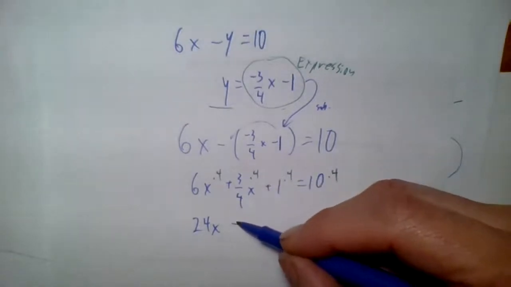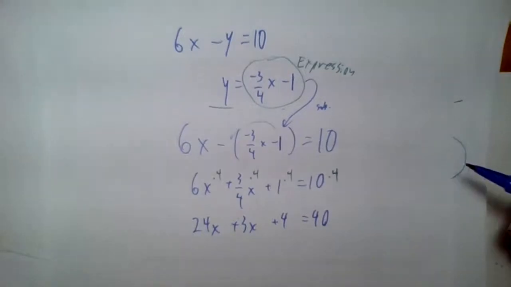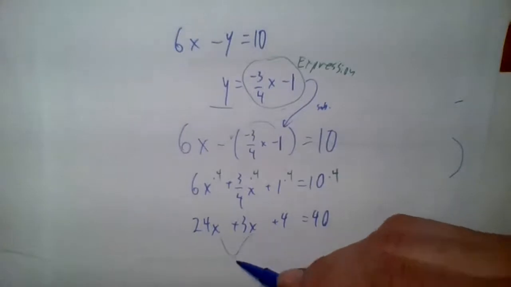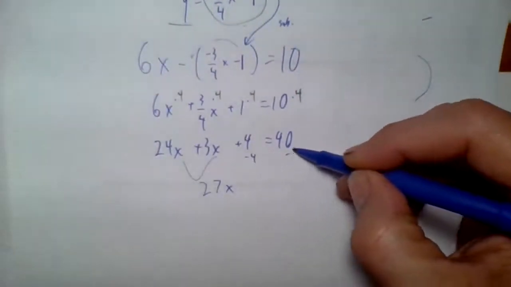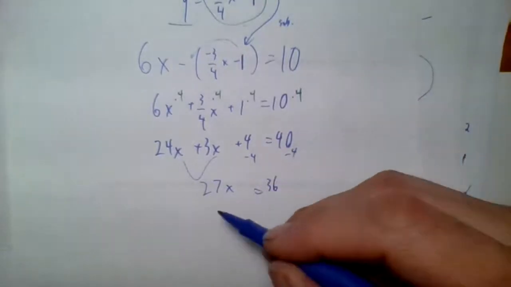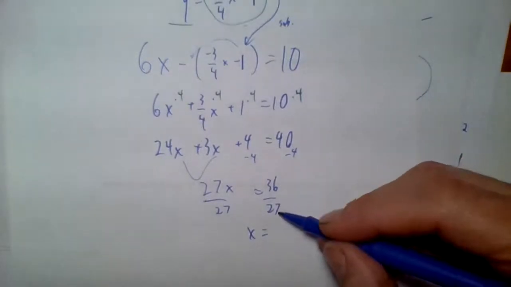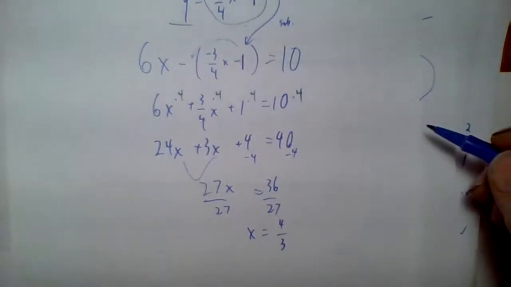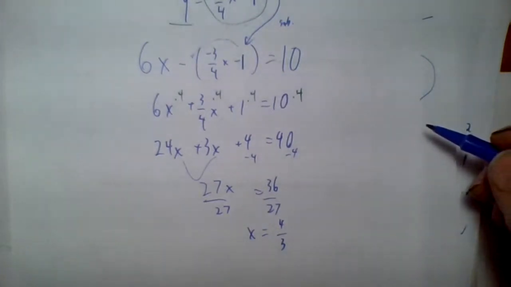3/4 times 4 is 3. All of these things get multiplied. Now I got a simple equation like that. Well, pretty simple. Solve for x in that. Those will combine. I gotta try to stay on screen here. Subtract 4 from both sides and divide. 36 over 27, I can simplify a little bit. That's 4 over 3. I can take the 9 out. So I have a number, x equals 4/3.